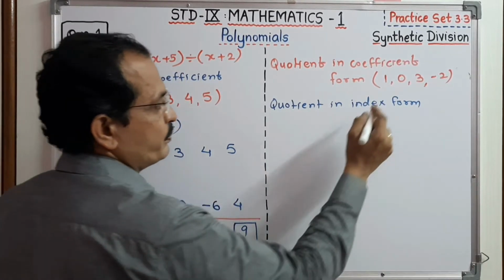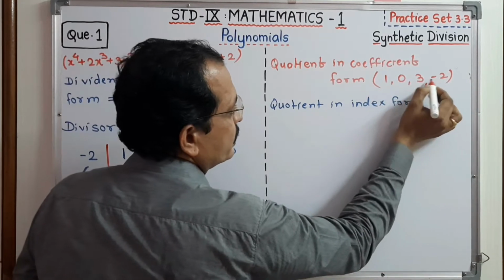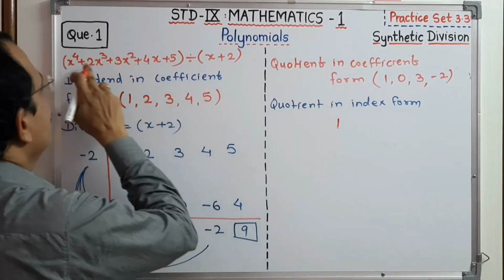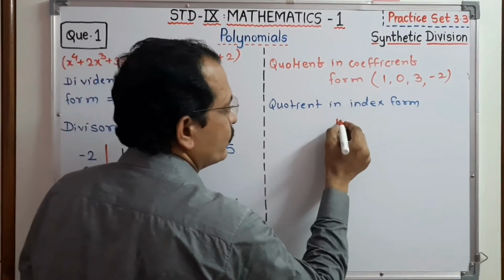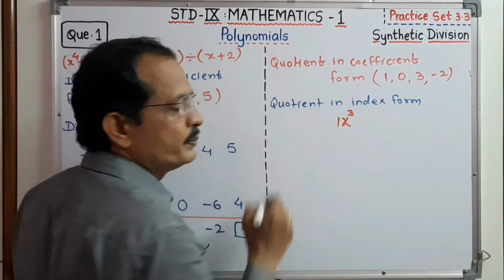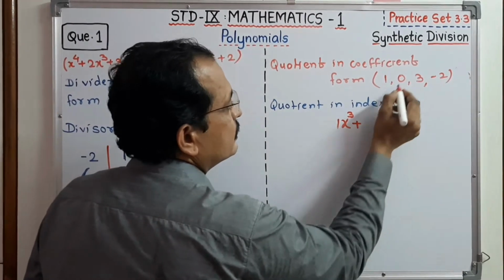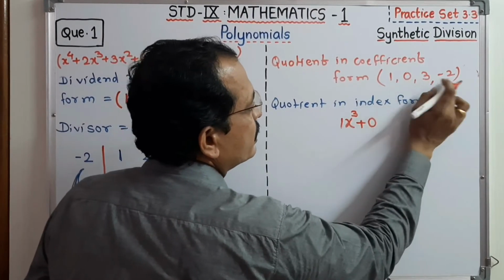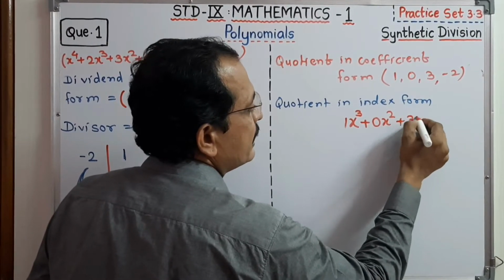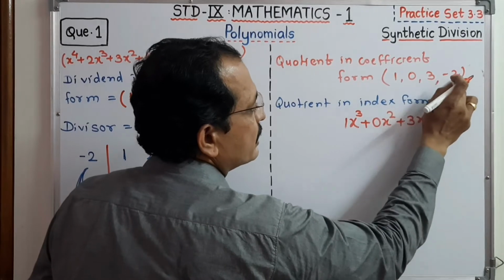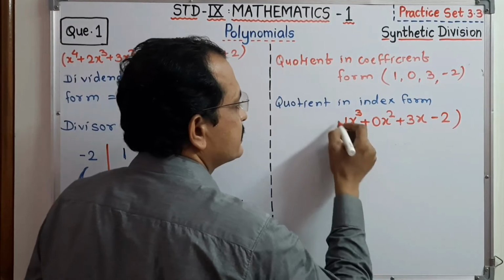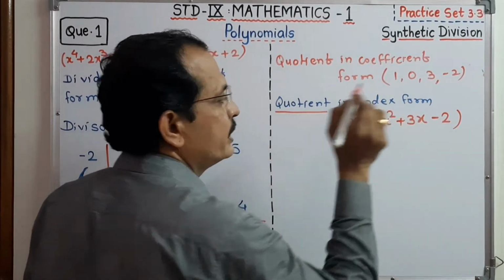How to write index form? How many terms are there? 1, 2, 3, 4. We have to consider the first, it is 1. Which variable is used? x. Therefore we have to write x. After this one, how many terms are there? 3. Therefore x cube plus 0. After 0, how many terms are there? 2 terms. Therefore x square plus this 3x. After 3, how many terms are there? 1. Therefore, and minus 2, as it is. This is our quotient in index form.